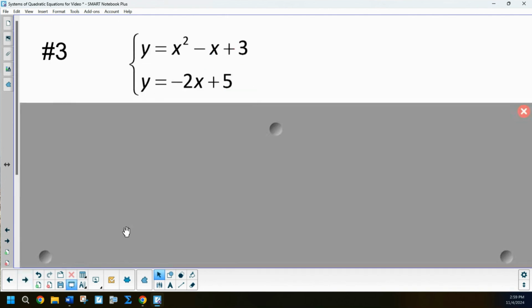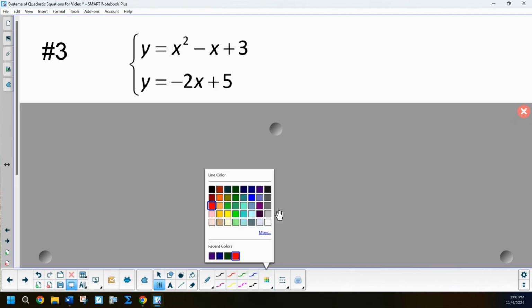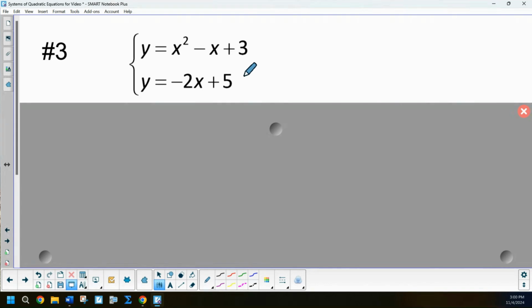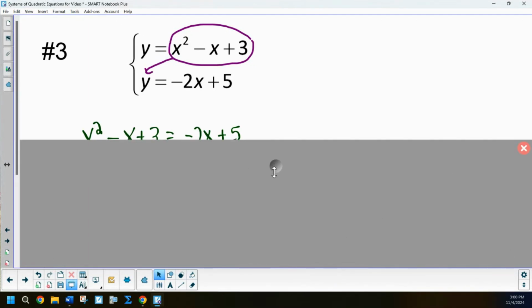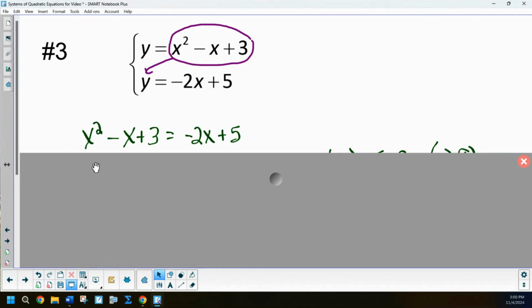All right, number 3. Now I have, again, a normal quadratic and a normal line. So again, you can see it's just y equals, y equals. So you're in a better place to just do substitution, where you substitute this part here in for this y, or the other way around, doesn't matter. So what I wrote down here was x squared minus x plus 3, and for y, negative 2x plus 5 is what the other y was equal to.